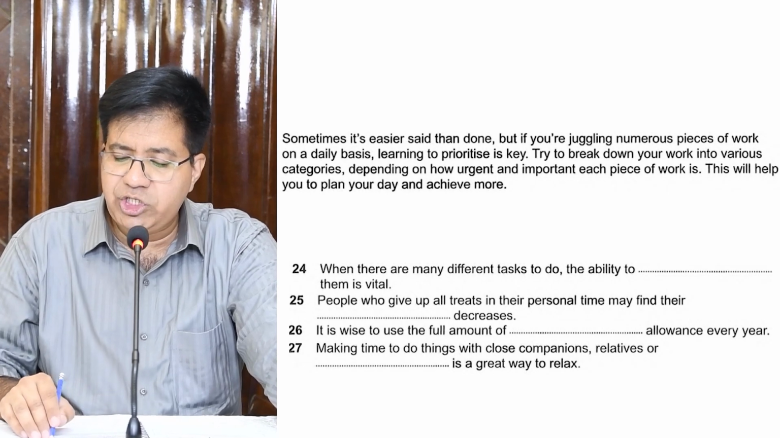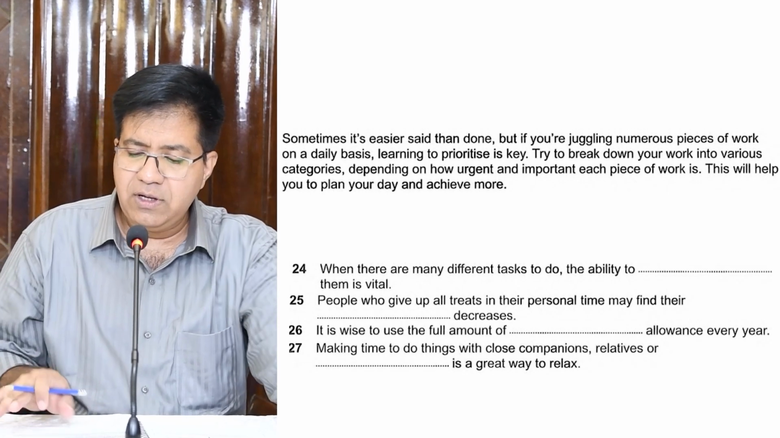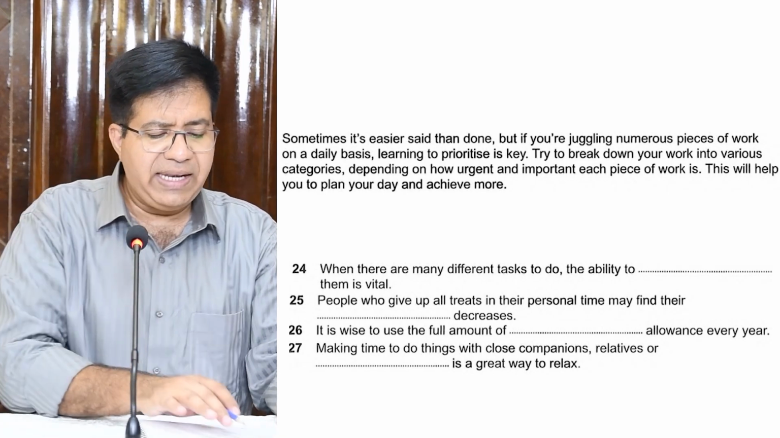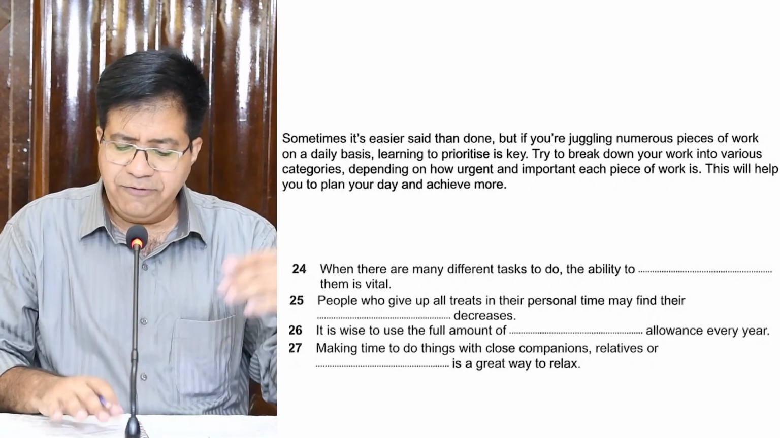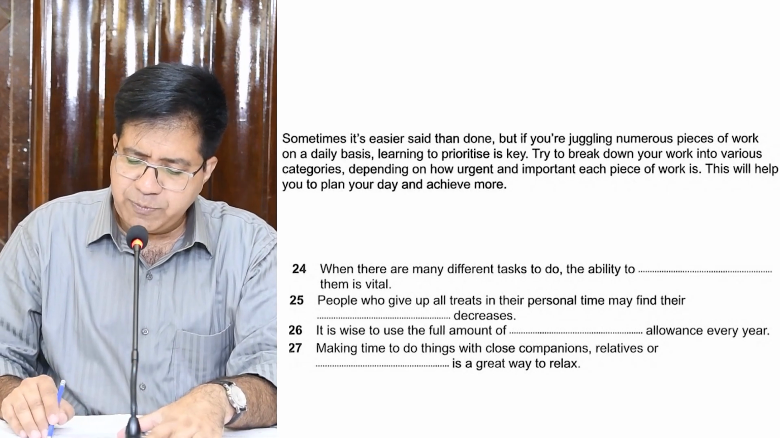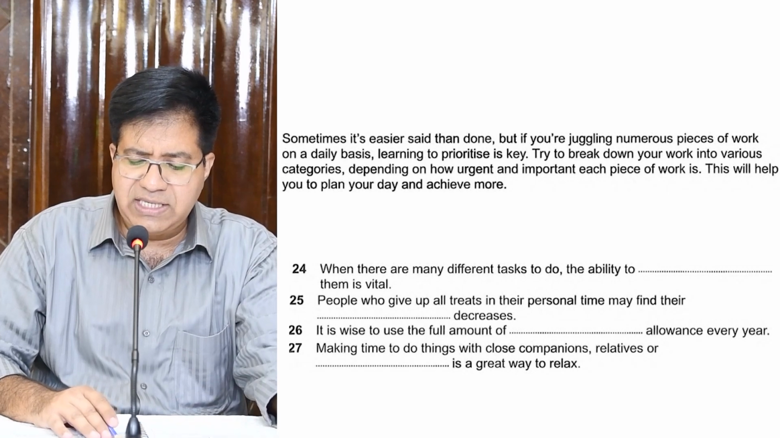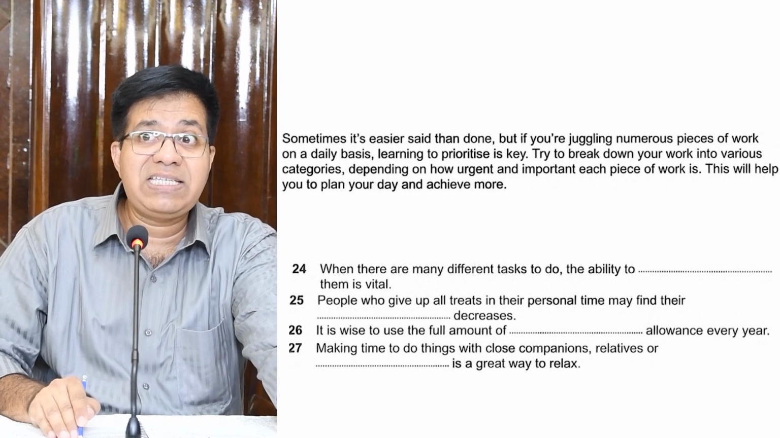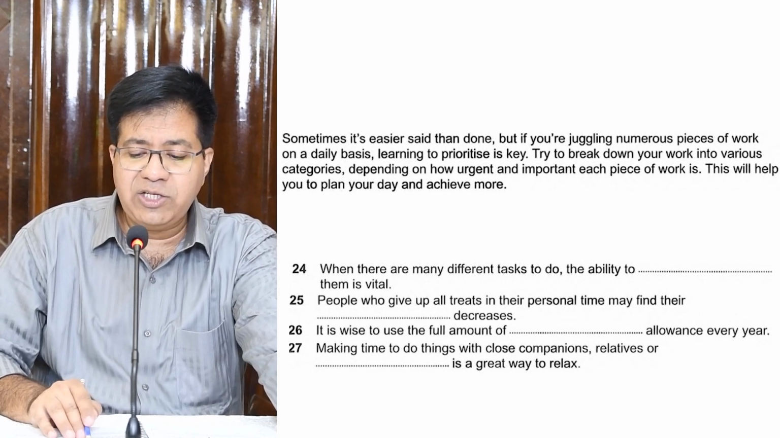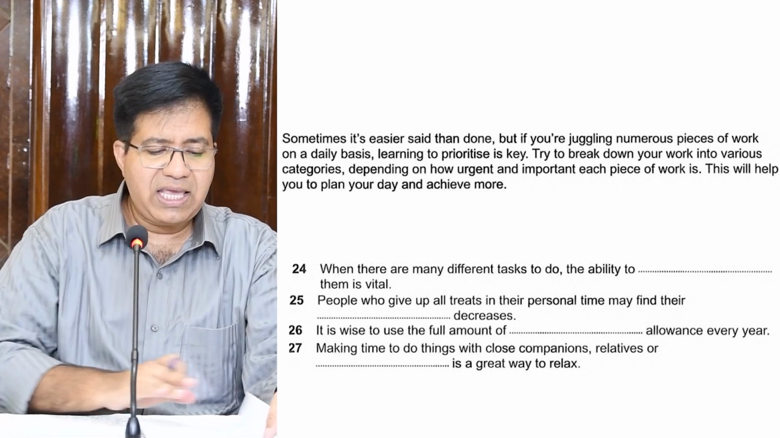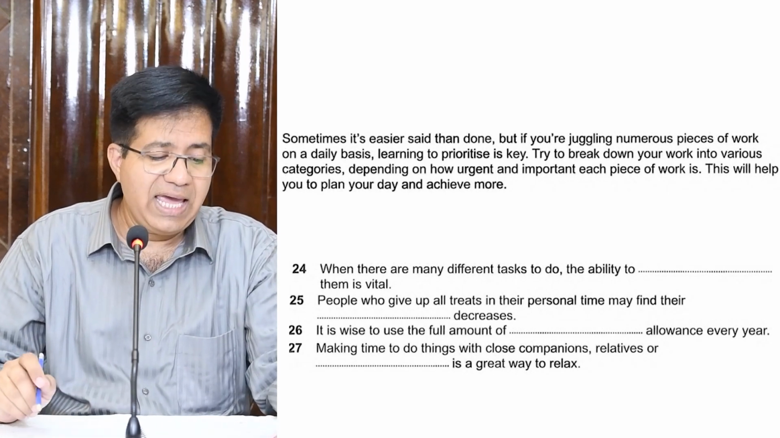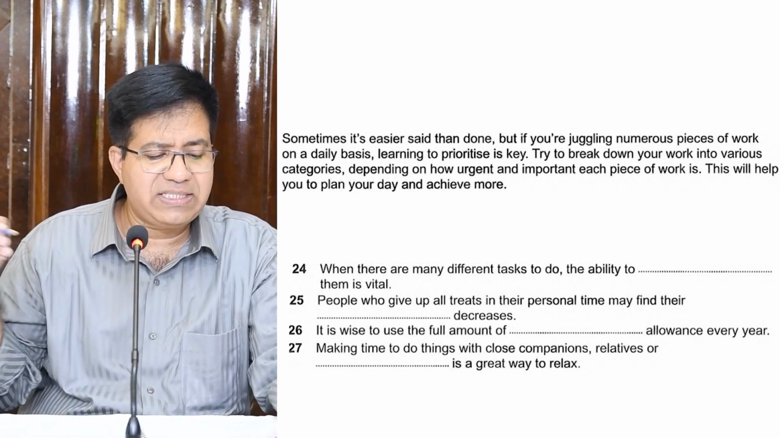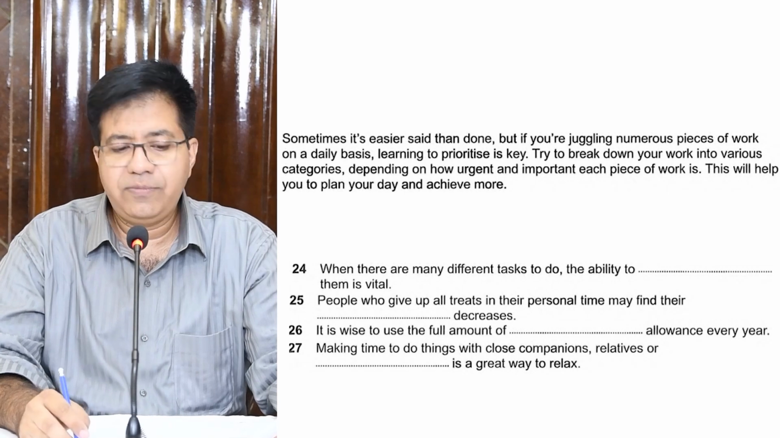But if you are juggling numerous pieces of work, what does it mean? You are juggling numerous pieces of work. Yes, you have many different tasks to do. If you are juggling numerous pieces of work on a daily basis, learning to prioritize is key. Key means vital. Now what is vital? Learning to prioritize is key. So what is the answer? Prioritize. When there are many different tasks to do, the ability to prioritize them is vital.